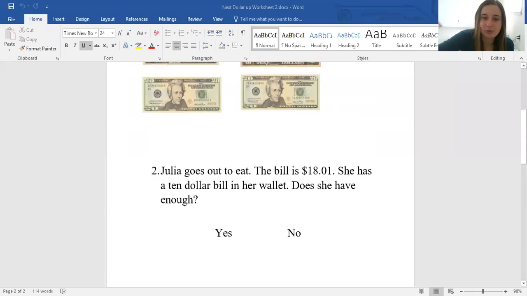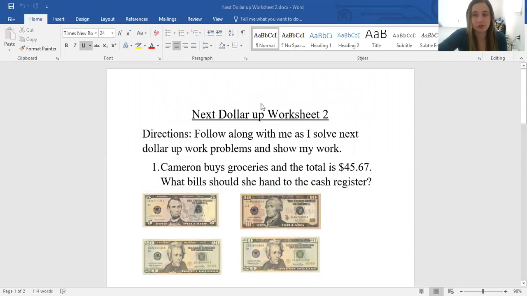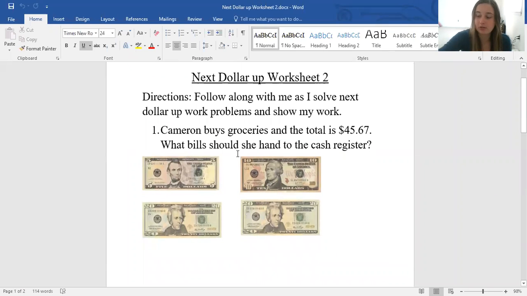We're going to do some Next Dollar Up practice today using Next Dollar Up Worksheet 2. You should be seeing on my screen right now, I have the worksheet open, Next Dollar Up Worksheet 2. This is going to be emailed to you at the beginning of the week for you to do at any point of the week when it's convenient for you. The directions: follow along with me as I solve Next Dollar Up work problems and show my work. Let me just turn on my annotation feature so I'm going to be able to show my work.